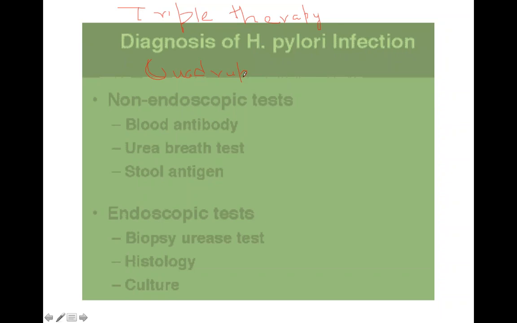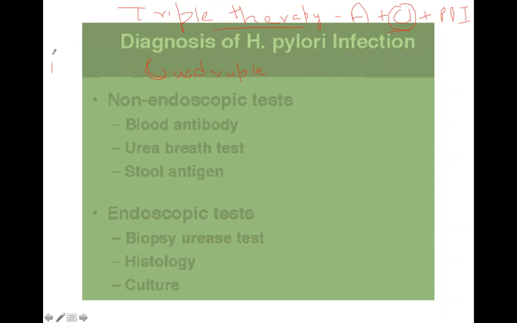So we are using amoxicillin plus clarithromycin plus PPI. So clarithromycin, in which other condition is it used? Can you tell me? In which other condition do we use clarithromycin? One is in triple therapy. In which other condition do we use clarithromycin? So clarithromycin is used in case of MAC infection.